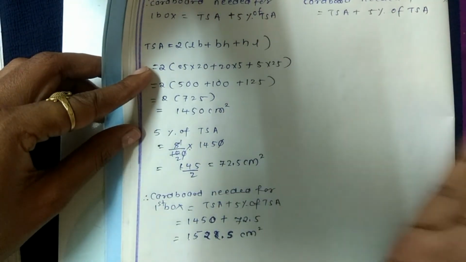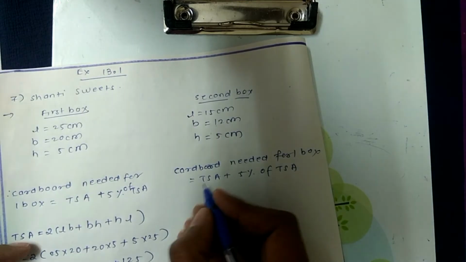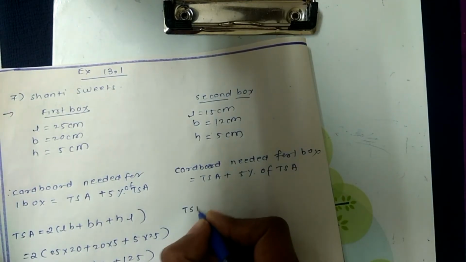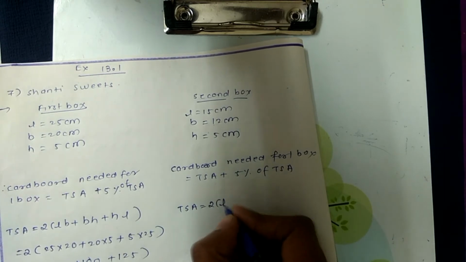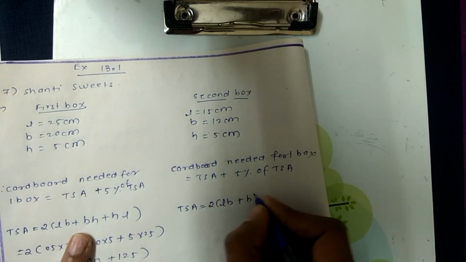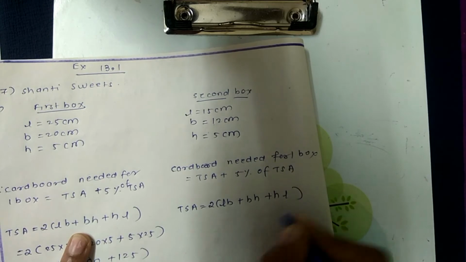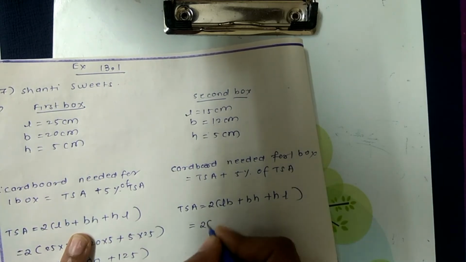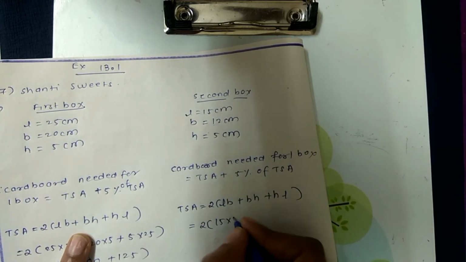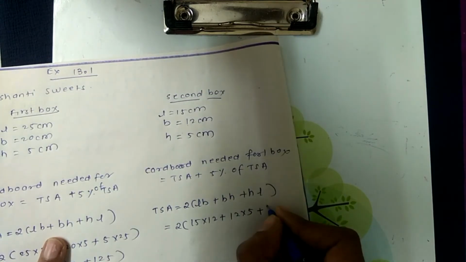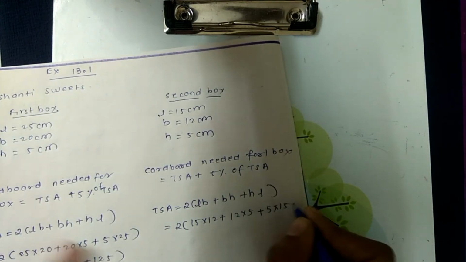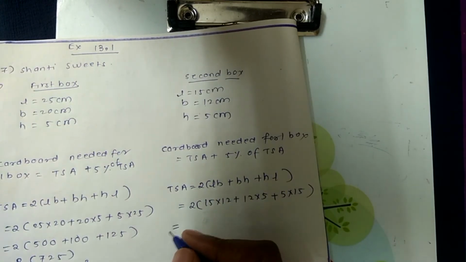Similarly, we will find for the second. So here also we have to find out the TSA of the second box. Same formula: LB plus BH plus HL. And write down the measurements here. LB is 15 into 12, BH is 12 into 5, and HL is 5 into 15. So solve this.